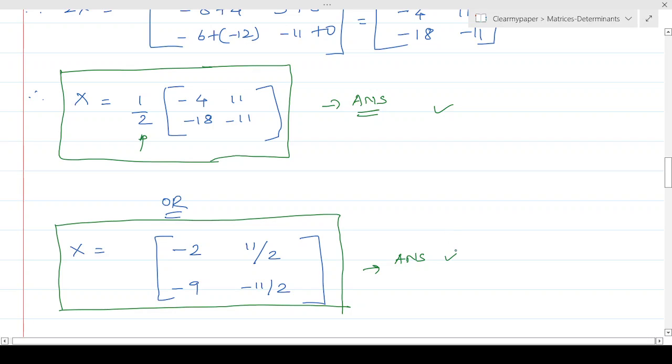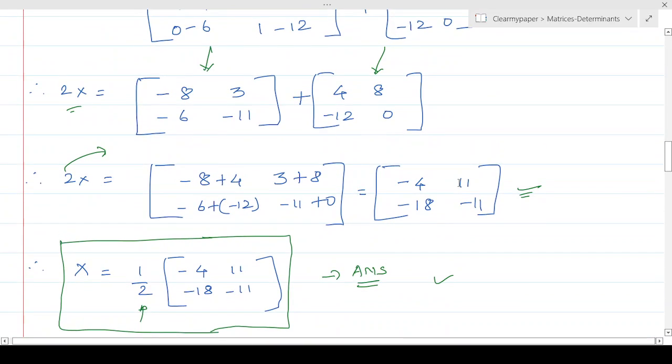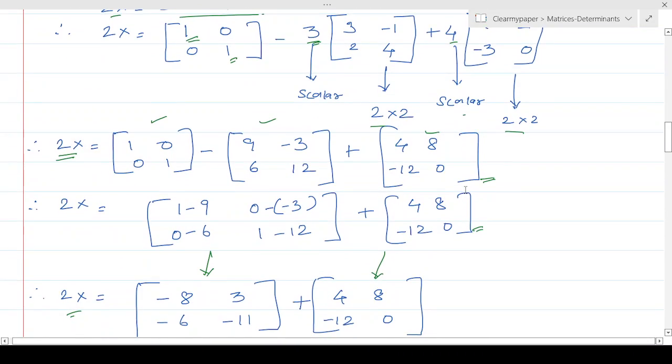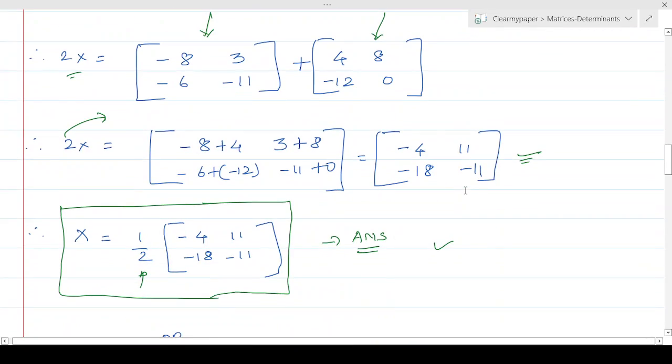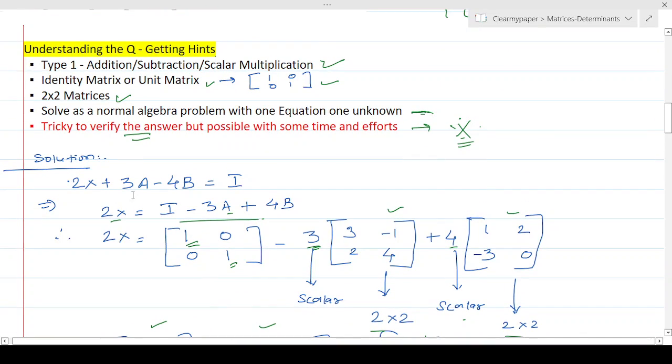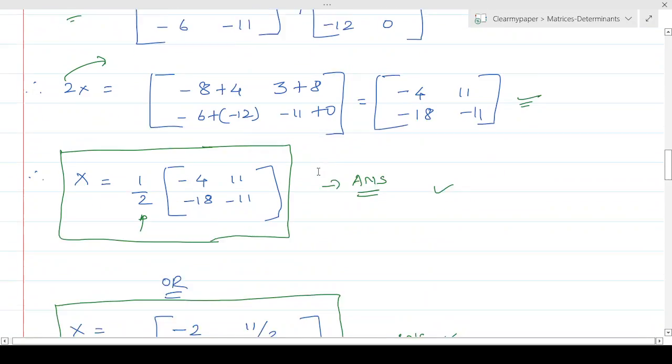So now we have this answer. Now how do I know my answer is correct or not? How do I make sure that I got my 4 marks? I spent a significant amount of time in writing this. Since it's a simple mathematical addition and subtraction, I can take this very equation, 2x plus 3a over here, right? I can take this very equation and put back the values to make sure my right hand side becomes I, the unit matrix or identity matrix. And we can do that, right?